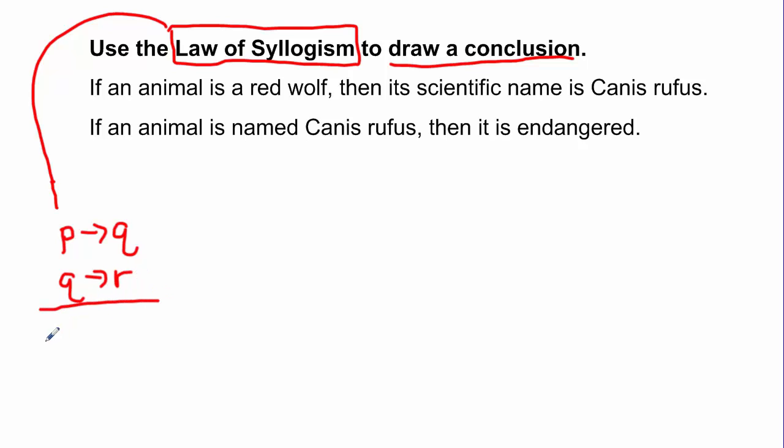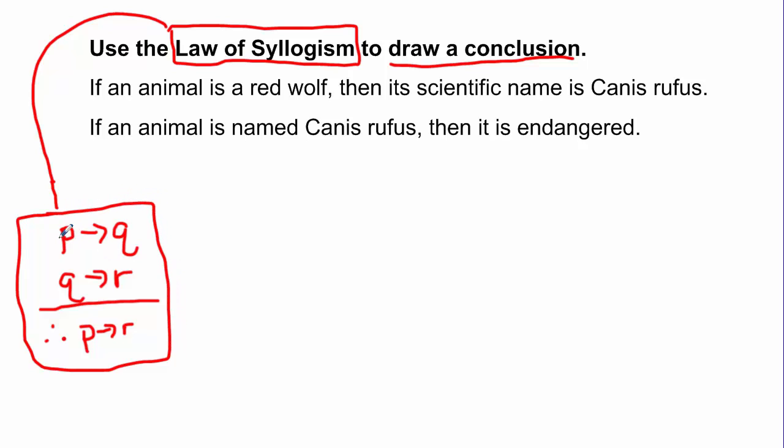and then based on this, therefore, so those three dots mean therefore, my conclusion would be P implies R. So that's what the law of syllogism lets me do: if I have two conditional statements where this is the setup, this is what it looks like, then I'm able to conclude a new conditional statement. Meaning that from the first conditional statement I take the hypothesis, I take my conclusion from the second conditional statement, and I can come up with a new conditional statement. Because if P implies Q and Q implies R, then I know P has to imply R.